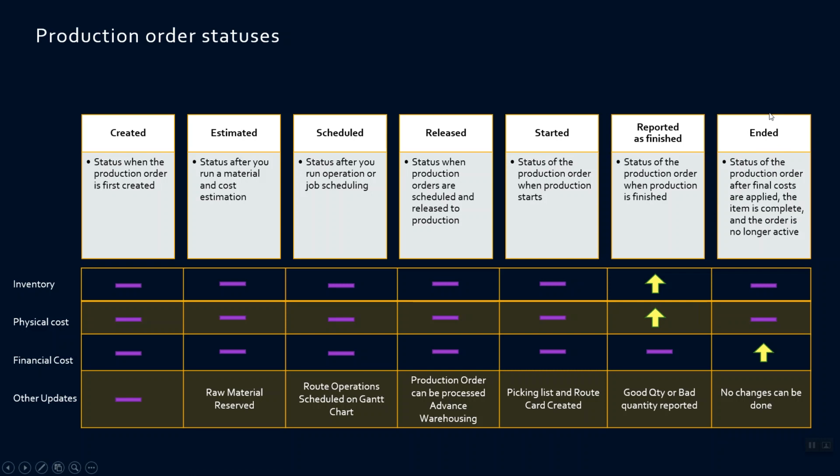But once you end the particular production order, that means you are updating the financial cost, and you cannot change anything in that particular production order. You cannot even reverse that production order. So these are the different production order statuses and their importance, what happens at which status, and when it gets changed. This is a normal status.